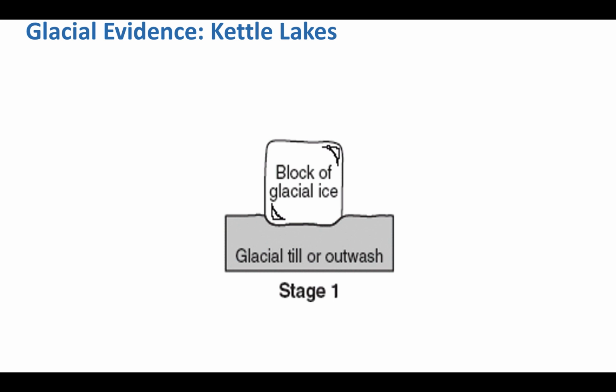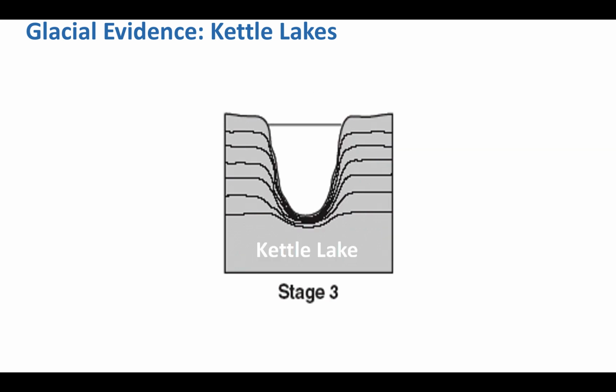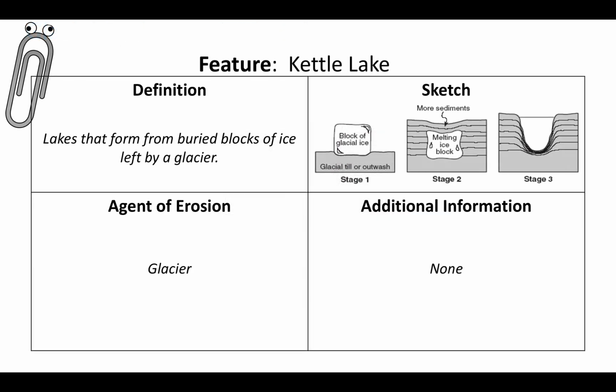But over time, as sediments start to go on top of the block of ice, it creates this ice block that's encompassed with all these loose sediments. But over time, that ice is going to continue to melt, and it's going to form a lake, specifically a kettle lake. That's going to be another feature that you put into your Frayer diagrams here. There's no piece of additional information I need you to know, but I do need you to understand the stages of kettle lake formation as shown by the picture.